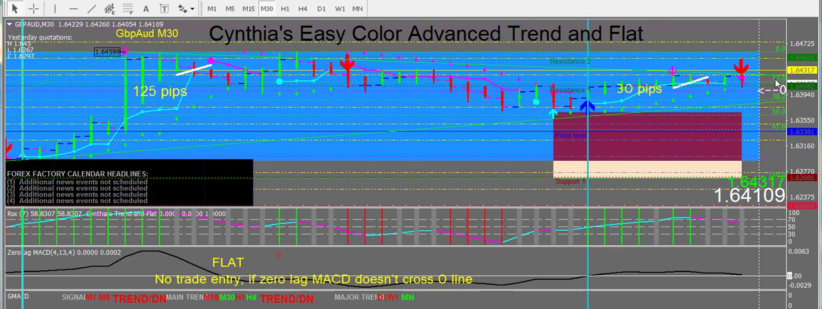So here are the Fibonacci lines on the far right. Because we're in an uptrend, the Fibonacci lines are green. So you can see the Fibonacci levels here: 61.8, 50, 38.2, 23.6. They're all in green. That means we're in an uptrend.